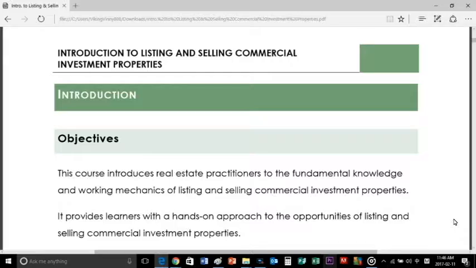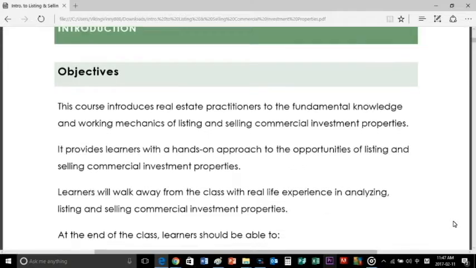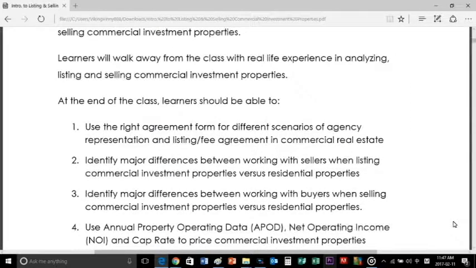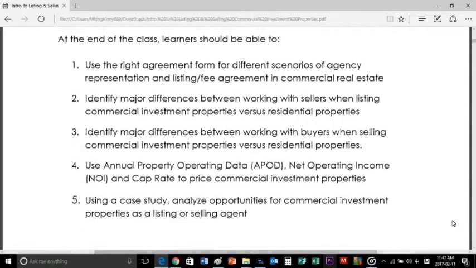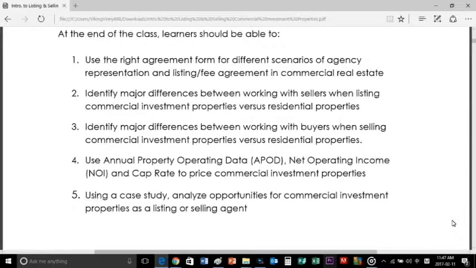investment properties. It provides learners with a hands-on approach to the opportunities of listing and selling commercial investment properties. Learners will walk away from the class with real-life experience in analyzing, listing, and selling commercial investment properties. At the end of the class, learners should be able to: 1. Use the right agreement form for different scenarios of agency representation and listing fee agreement in commercial real estate.